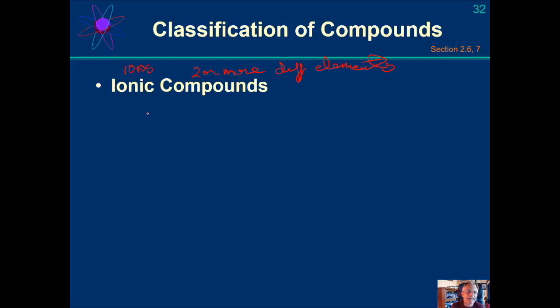You have cations, which have a positive charge. It could be +1, +2, +3. And you have anions. And anions have a negative charge. And positive is attracted to negative and vice versa. And that forms what we call an ionic compound.